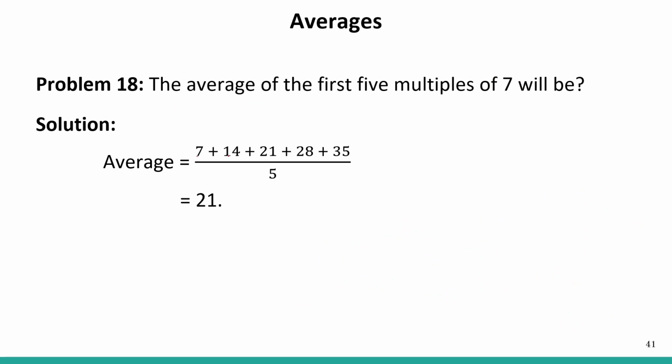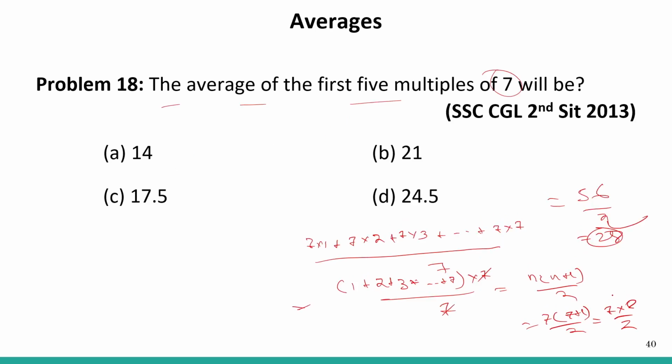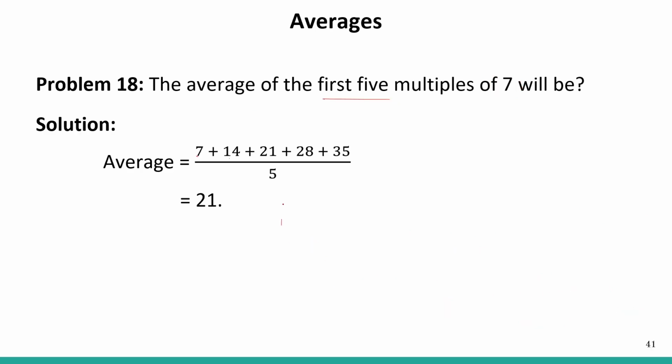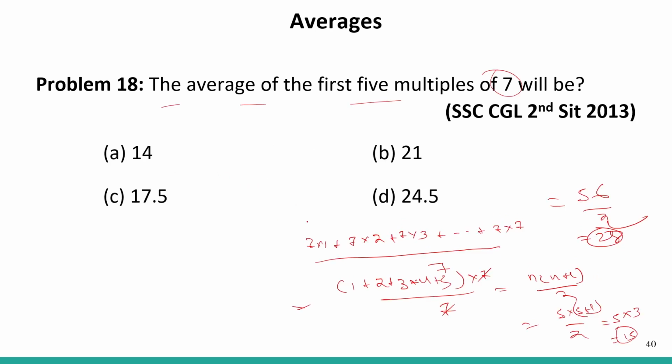So this will be 7 plus 14 plus, okay, the first 5 multiples it told us. That's why we got a different answer. So it will be up to 5, right? So it will be up to 4 plus 5. So n into n plus 1 by 2 will be 5 into 5 plus 1 whole by 2, is equal to 5 into 3, is equal to 15. So their cumulative sum will be this much amount.